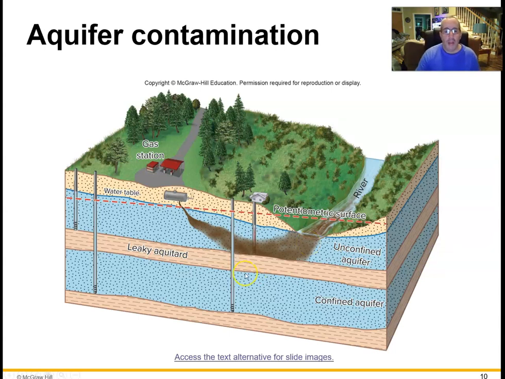And here's an example of that in an aquifer. Again, remember our studies of aquifers. You have a leak. This would be an oil tank or a gasoline tank. It leaks out this fluid.